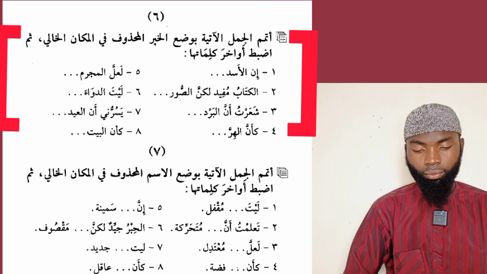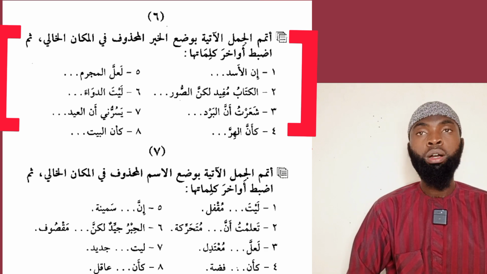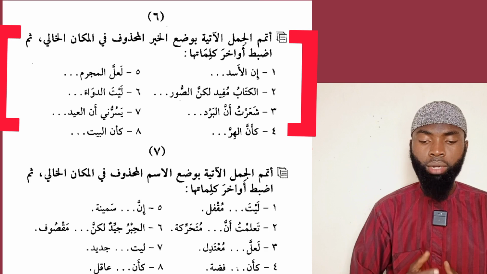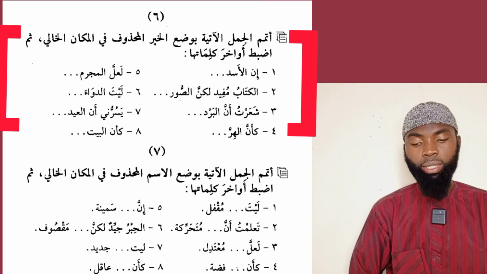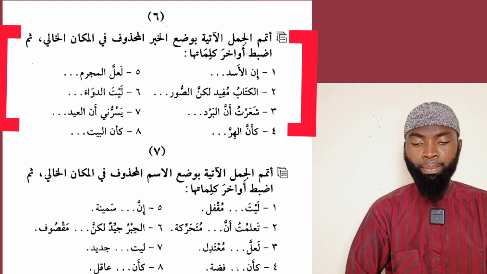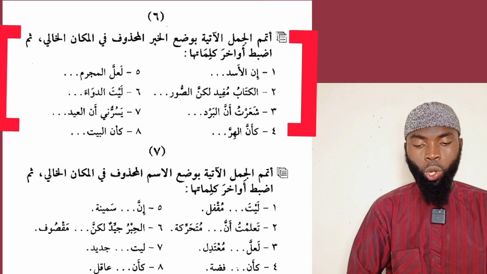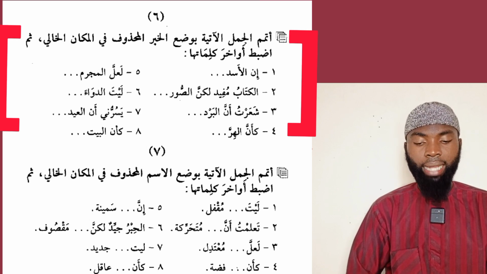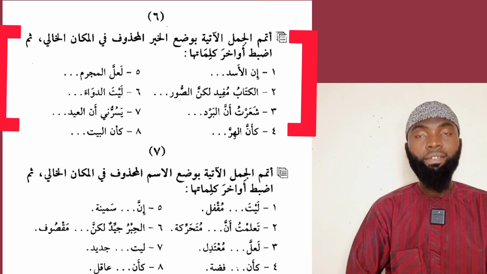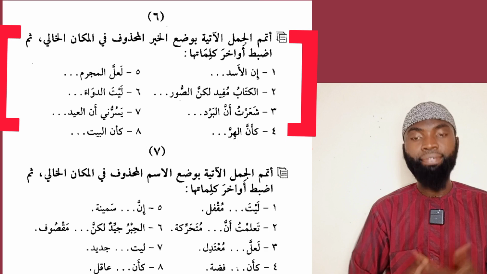Number 2, we have al-kitabu mufidun lakinna suwara. The book is beneficial, but the pictures, what do we say? Sayya, are bad. The pictures are bad. Number 3, we have sha'arutu anna al-barda. I learned that the cold is harisun, is severe, is bitter. Number 4, we have ka'anna al-hirra, as if the cat is khaifun, as if the cat is fearful. Number 5, we have la'alla al-mujrima, as if the criminal taliqun is freed.